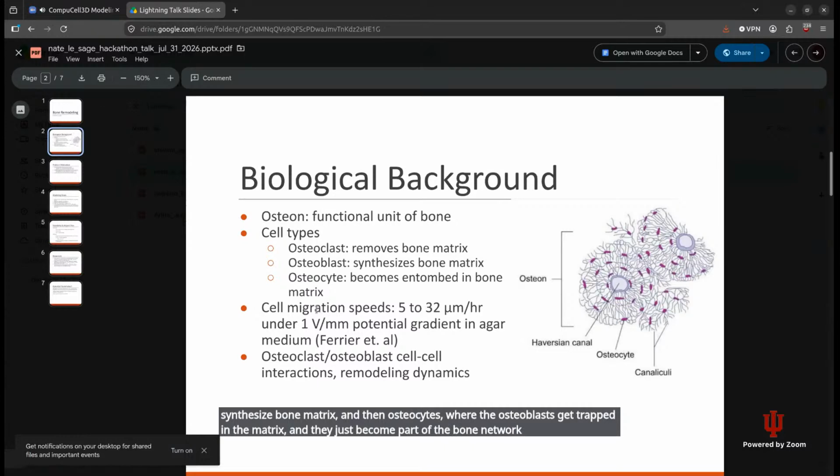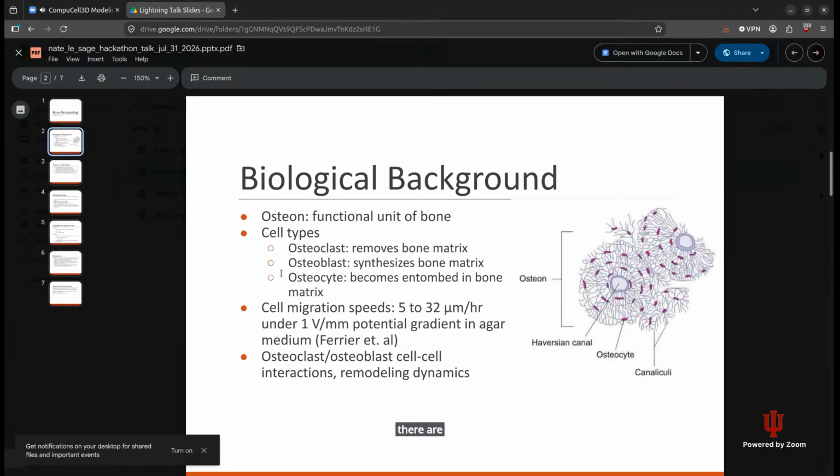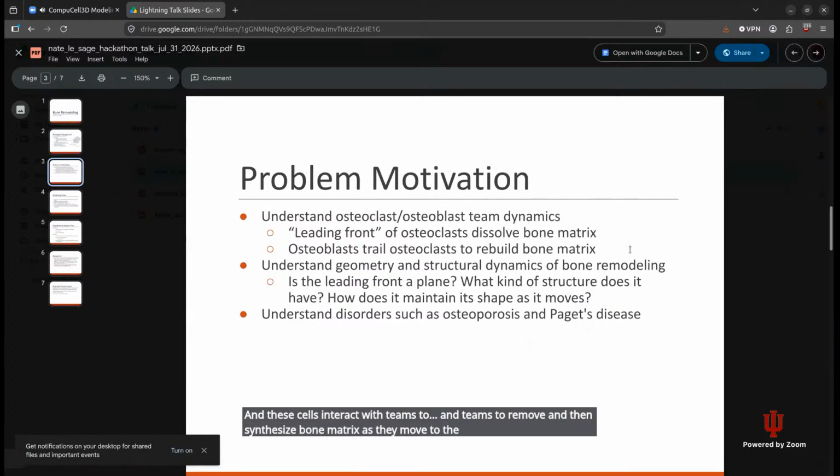The cell speeds have been measured under electrical gradients in a medium, and they move at a rate of micrometers per hour, so it's very slow. And these cells interact in teams to remove and then synthesize bone matrix as they move through the osteon, which is what I'm interested in exploring.